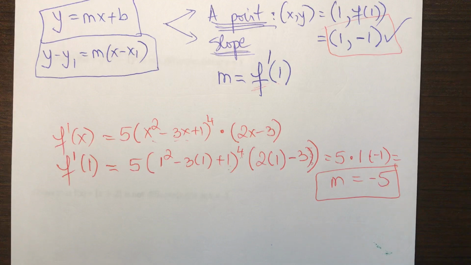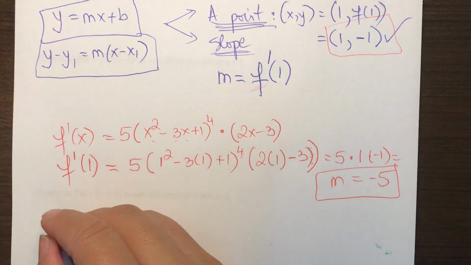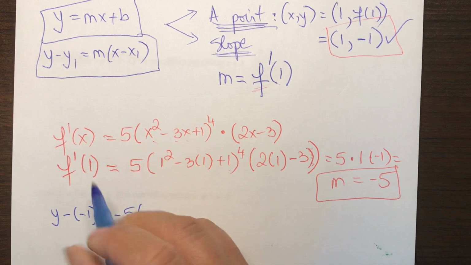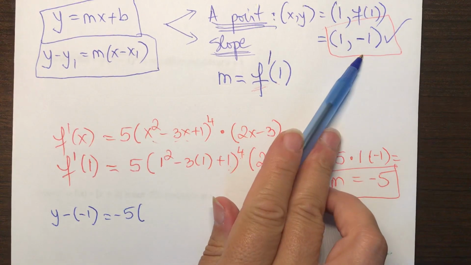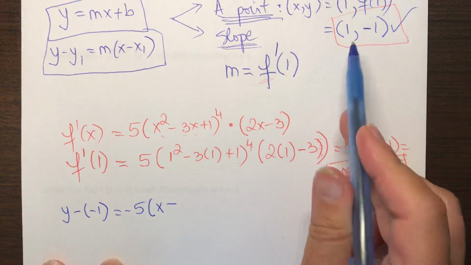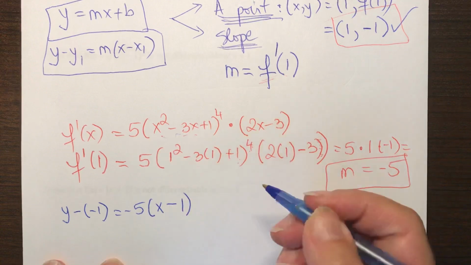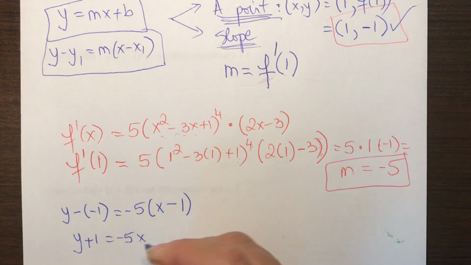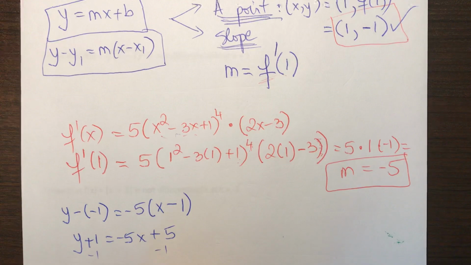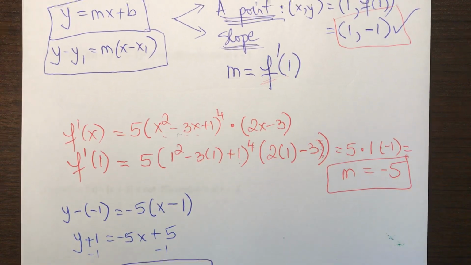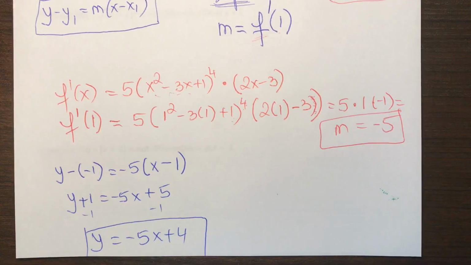And then I can just use the point slope formula to find the equation. So y minus y1 is equal to m, which is negative 5, times x minus x1. The x coordinate of the point I'm looking at is 1. So that's y plus 1 is negative 5x plus 5. And then minus the 1 over. So y is equal to negative 5x plus 4. So there it is.